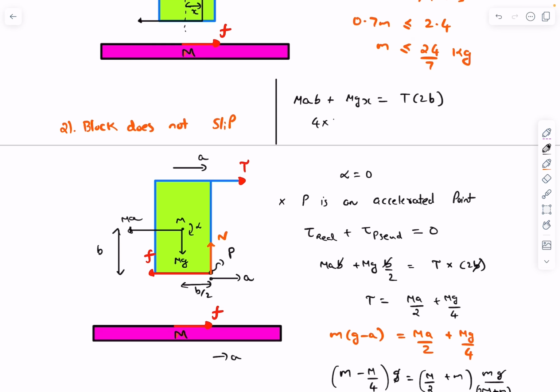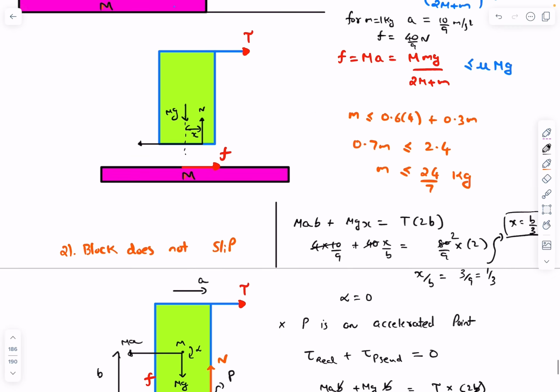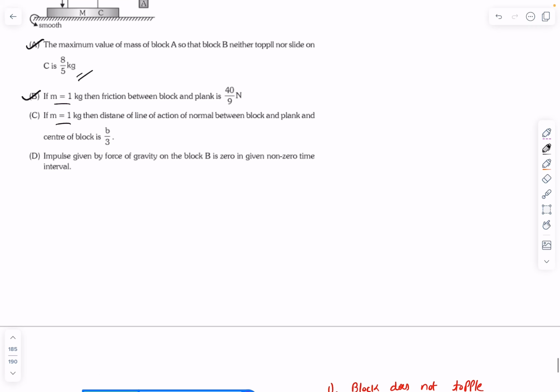Okay, ma was 10 by 9. So I'm going to divide throughout by b. So this will become 40x by b. And tension is small m times (g minus a). So it is going to be 1 kg times (10 minus 10 by 9), this thing times 2. So this would be 80 by 9. We can cancel out the 40s. So from here, x by b turns out to be 3 by 9, which is 1 by 3. So basically we are getting x equals b over 3. So the normal shifts towards the right by a distance of b by 3 if m equals 1 kg. So that's what they're saying in option C as well.